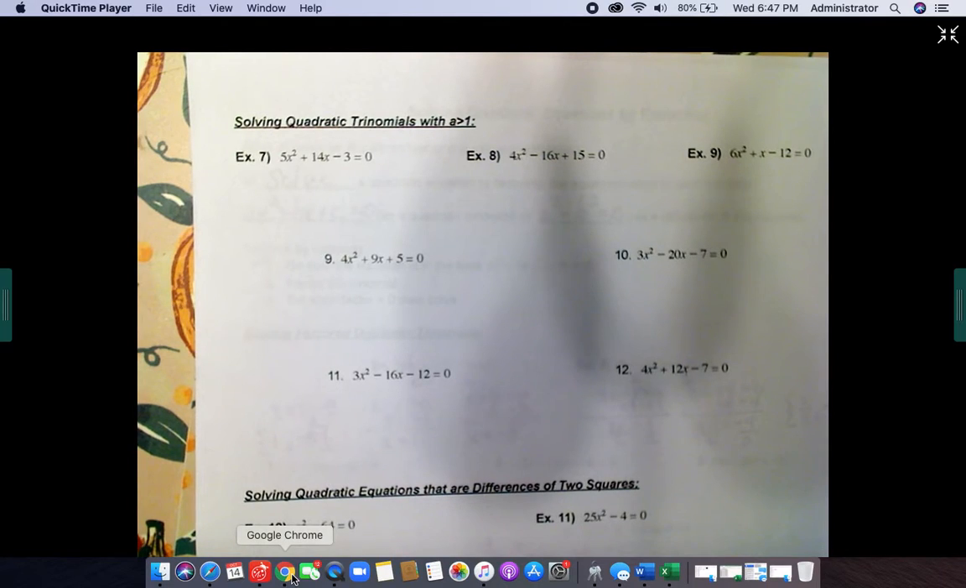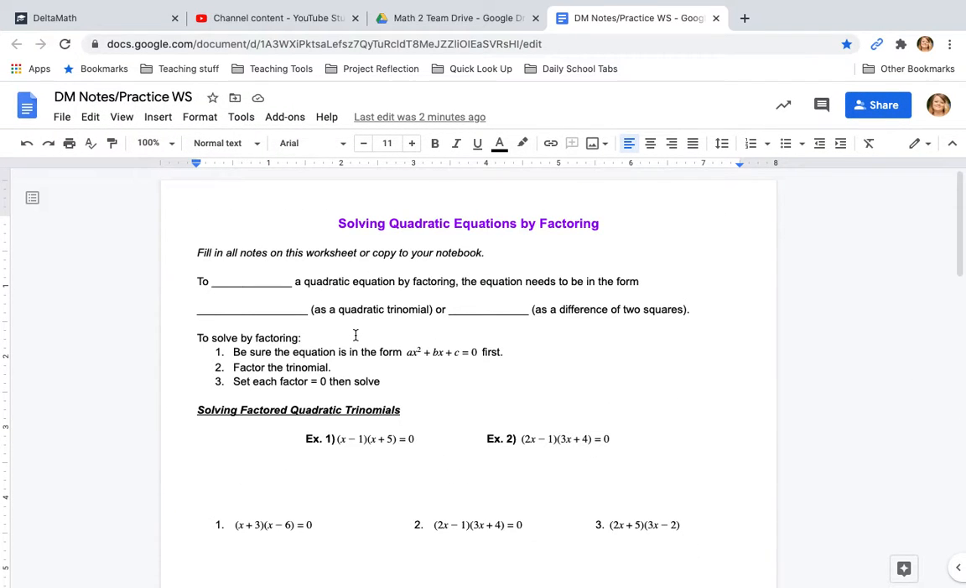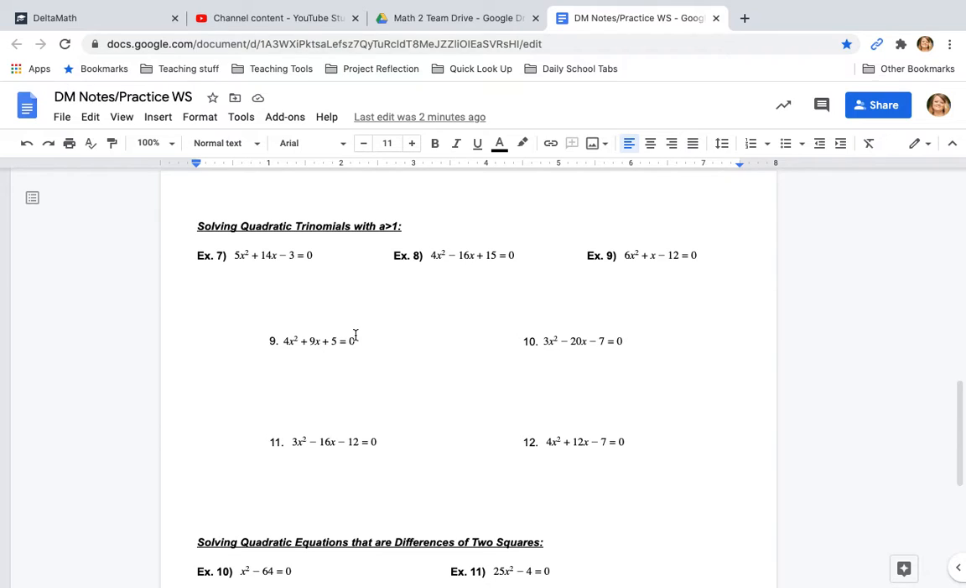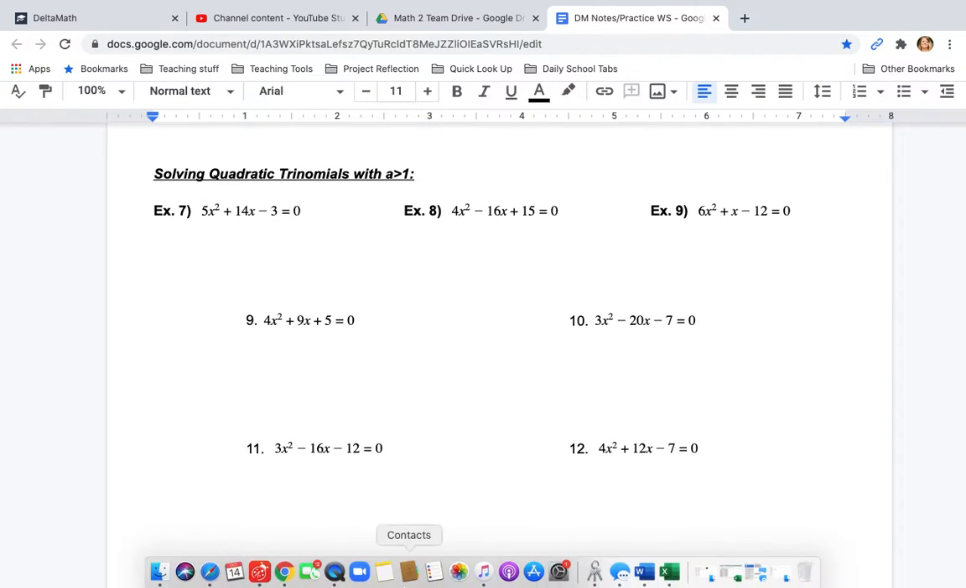Hi, in this third video, I will be going over 3 examples to show you how to solve quadratic trinomials with our a value greater than 1. So again, this is from the same worksheet. We're just picking up where we left off, but now on the back side or on the second page if you have that printed. So here we go.